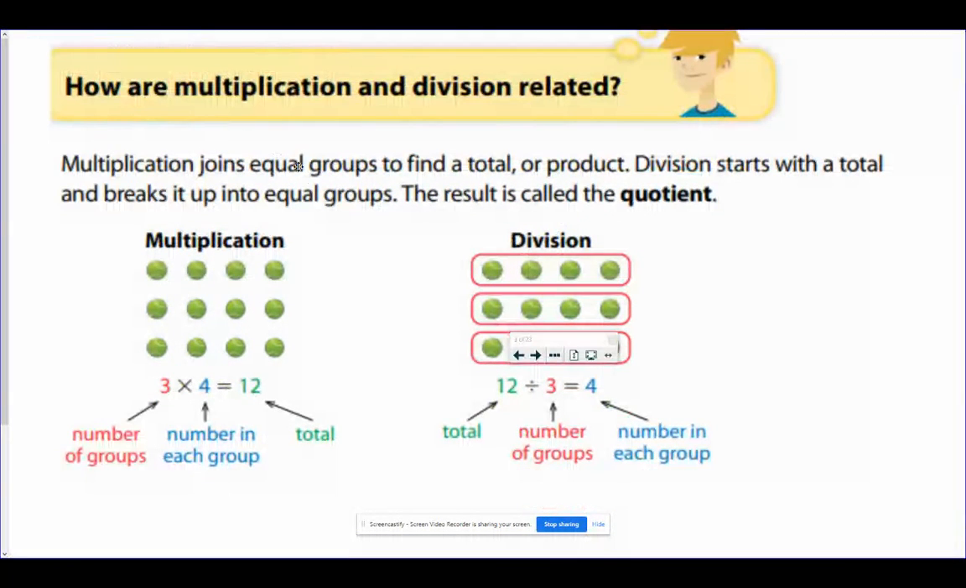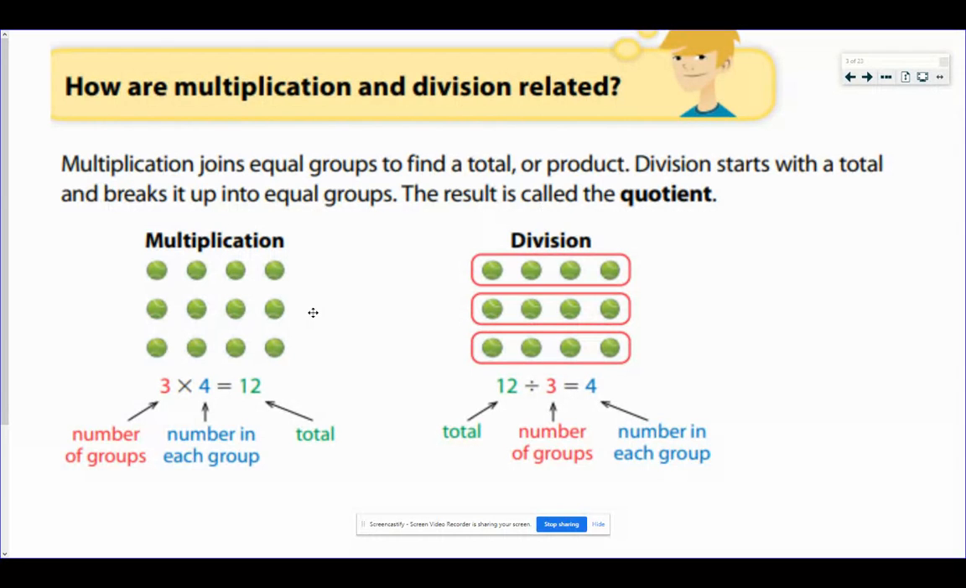So, how are multiplication and division related? We know from the past week's studies of looking at the multiplication strategies and division strategies that multiplication joins equal groups to find a total or product. Division starts with a total and breaks it into equal groups, and the result or answer to a division problem is called the quotient.